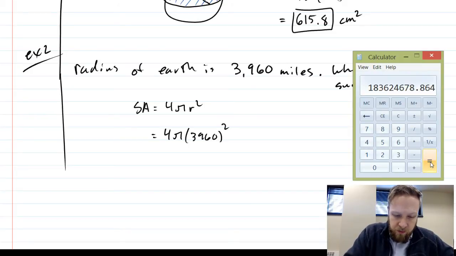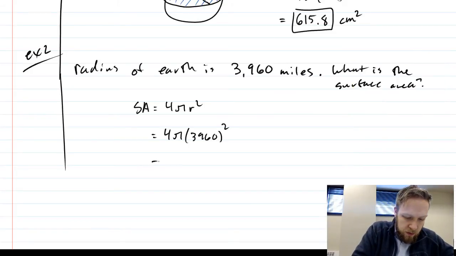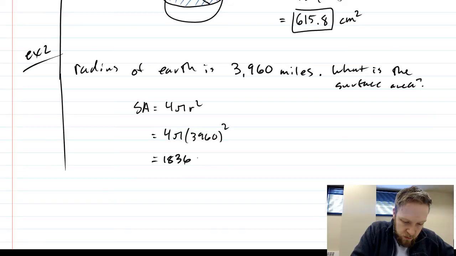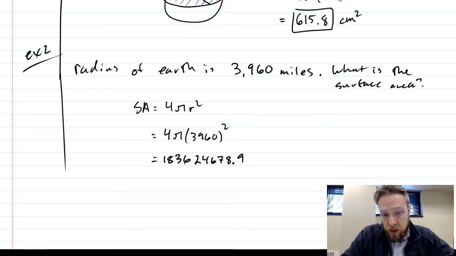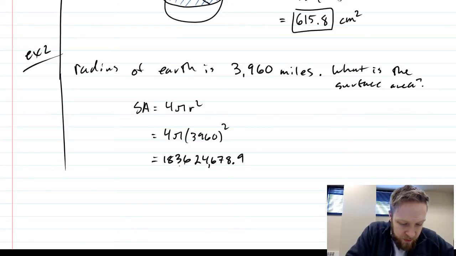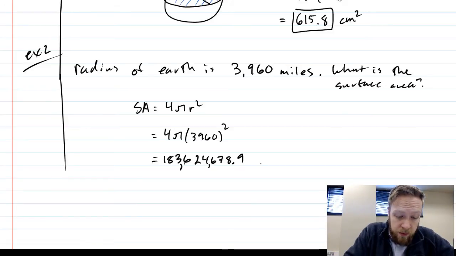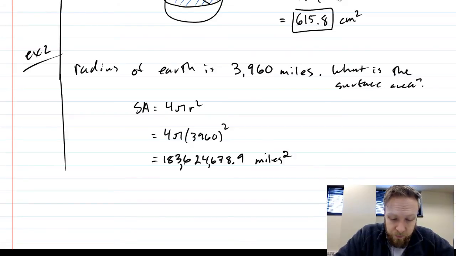All right, I have to write this down. 1836 24678. And then if we round to the tenths like we have been, it's about 0.9. Okay, so that means if I put in my commas, the world is 184 million square miles. So I'll write miles squared here. Okay, that is a huge number.